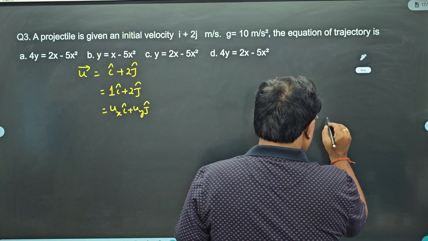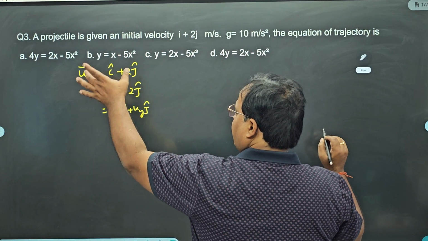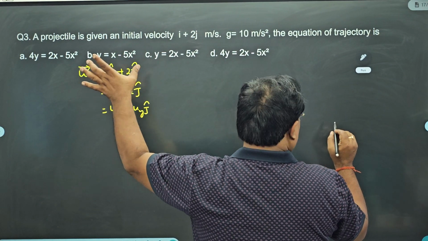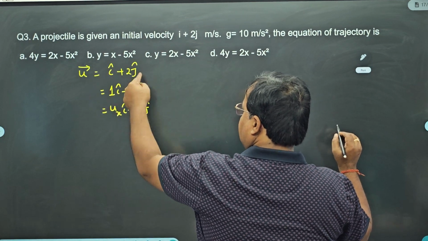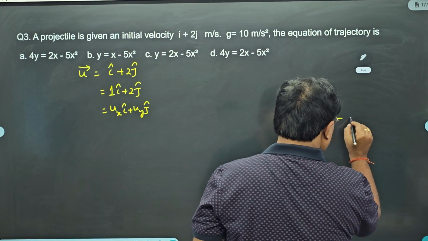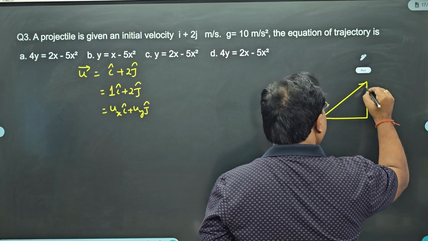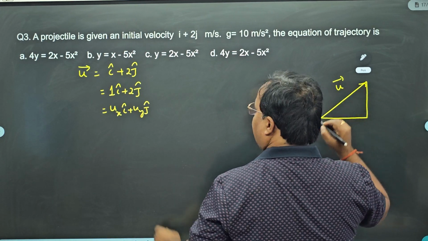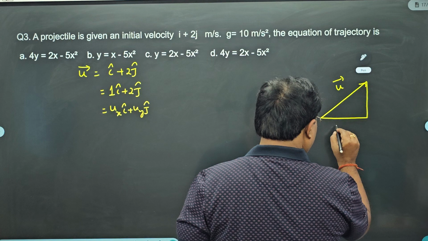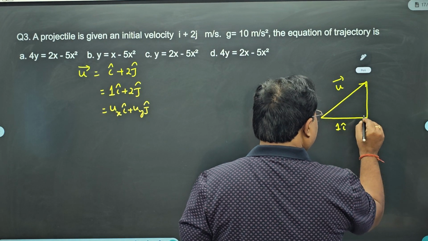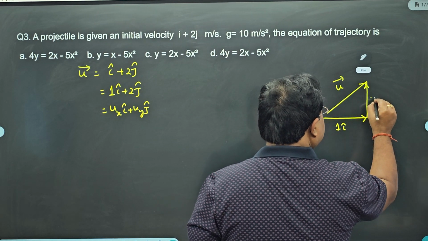Let us make a vector triangle using this equation. You see, I am making a vector triangle. You can understand, this is the u vector. This is 1 I cap. This is 2 j cap.